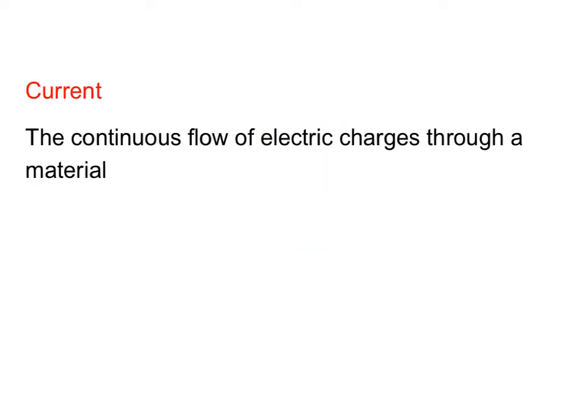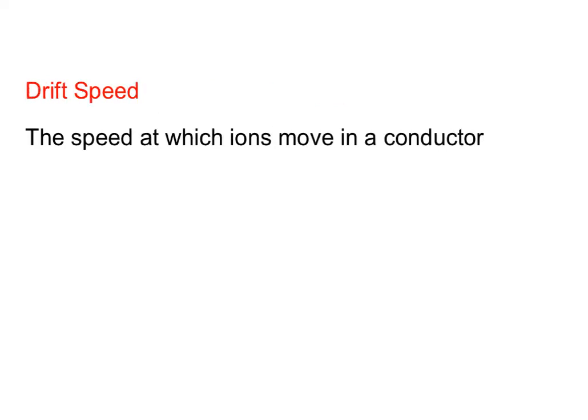Next we have current, which is the continuous flow of electric charges through a material. And current is going to be a rate of charge. So we're going to measure our current in amperes. And what's really nice about this unit is that this is a fundamental unit. So as you remember, we talked about fundamental and derived units at the beginning of the year. Current is one of our items that is measured in a fundamental unit rather than a derived unit.